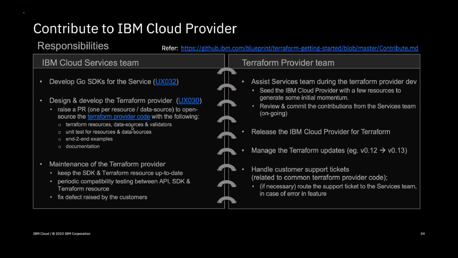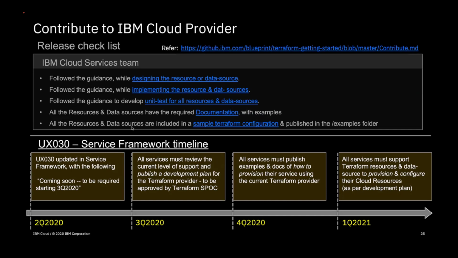We will take the ownership of updating the Terraform core engine. So maybe in the near future, Terraform will be moving to 0.13, and we will take the responsibility of updating our Terraform IBM Cloud plugin to the latest Terraform. Sometimes we may handle the customer support tickets, which we get from Schematics or similar. Moving on to the next slide, here you can see some of the guidelines. These guidelines explain what a developer should follow while designing or implementing a resource, writing a unit test case or documentation, and how to write end-to-end examples.